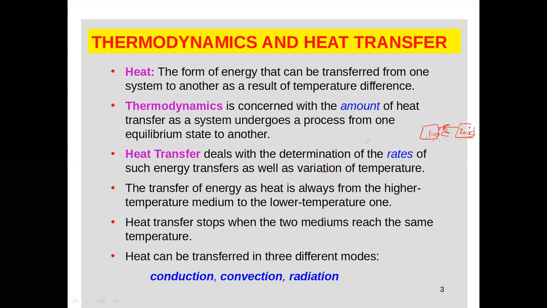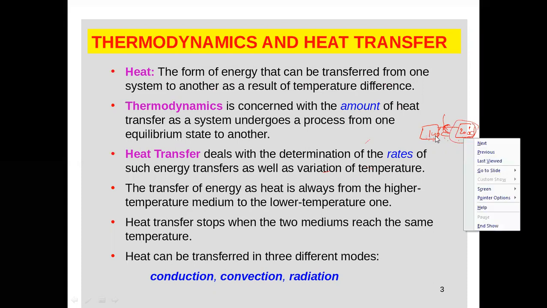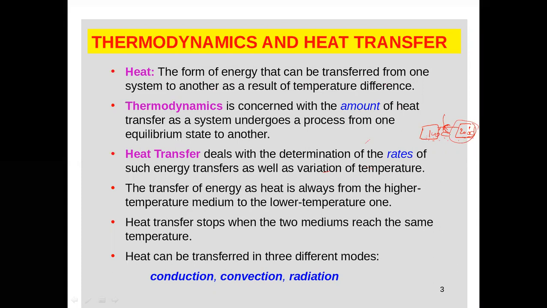The type of energy that flows from a higher temperature to a lower temperature, we call heat energy. So heat is the form of energy that can be transferred from one system, which is at higher temperature, to the other system, which is at lower temperature. This energy is flowing because of the temperature difference between the two systems.